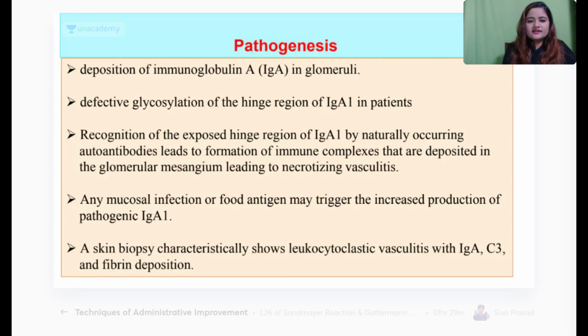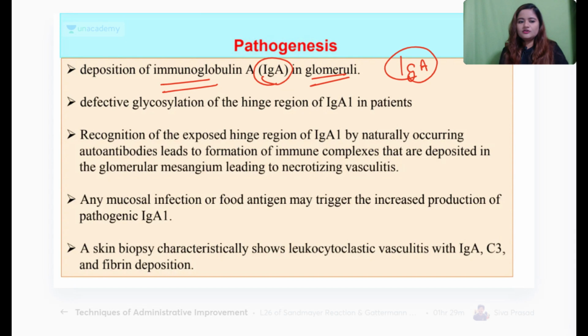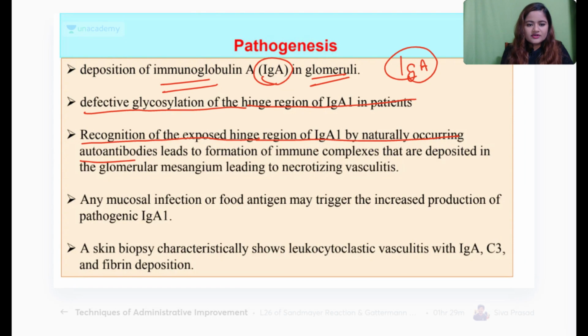So basically it is now said that it occurs because of IgA deposition, that is immunoglobulin A gets deposited in your blood vessels, that is the glomeruli. There is defective glycosylation of the hinge region of IgA1 in these patients. Now, recognition of the exposed hinge region of IgA1 by naturally occurring autoantibodies leads to the formation of immune complexes. So when these immune complexes are formed, what do they do? They go and get deposited. They sit inside the glomerular mesangium, leading to necrotizing vasculitis.